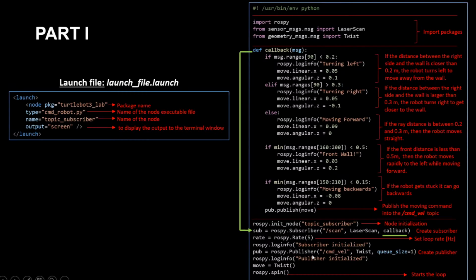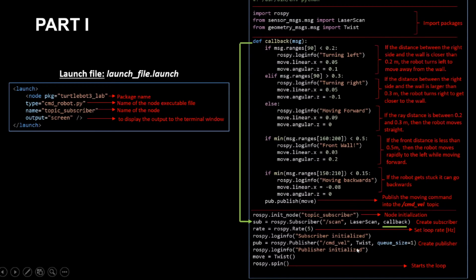Basically, the publisher is an object that will be submitting commands to the cmd_vel topic in this case, which is of type Twist, and it will be sending one command at a time. We also create this move variable, which is of type Twist, to store the information that we will be sending to the cmd_vel topic. And then we start the loop.